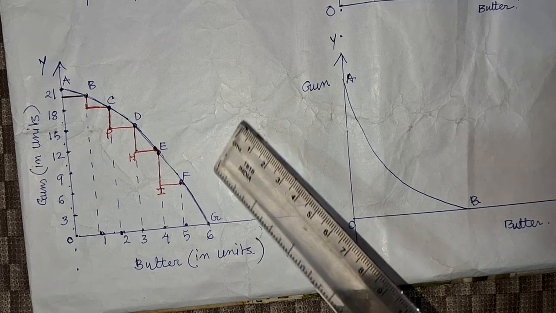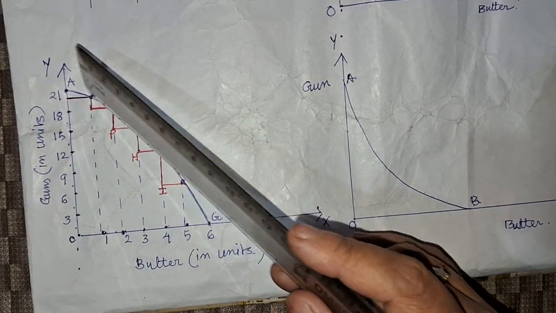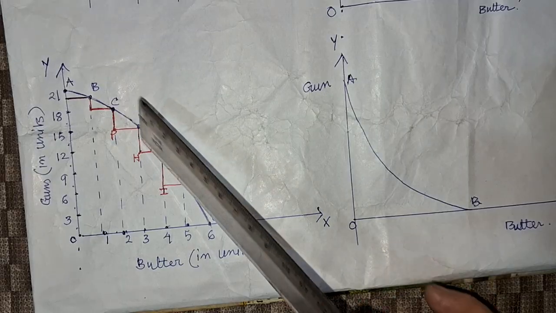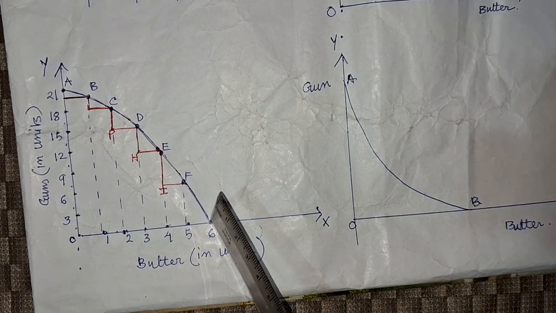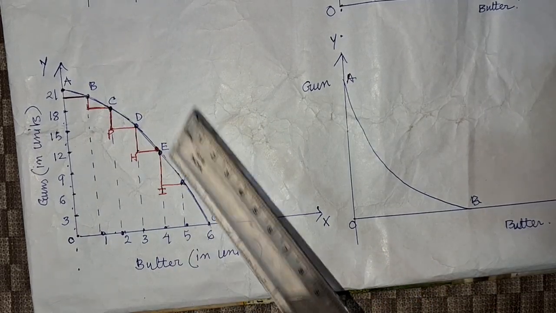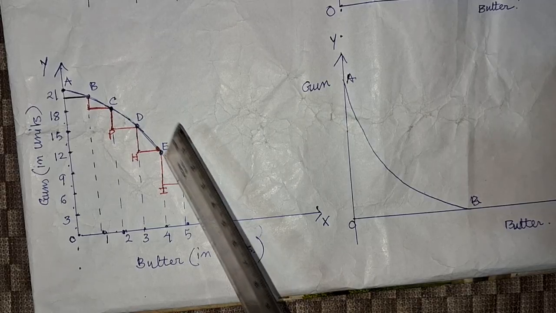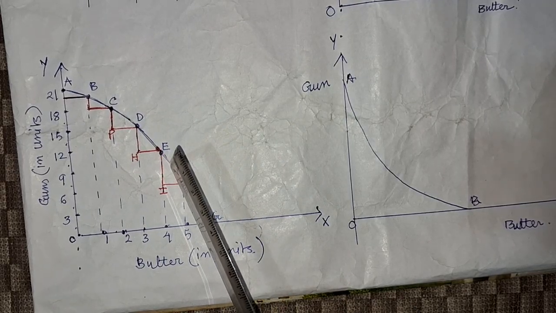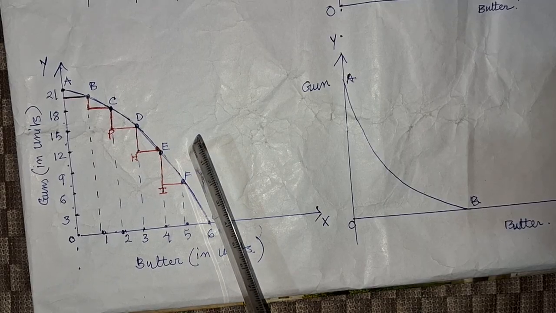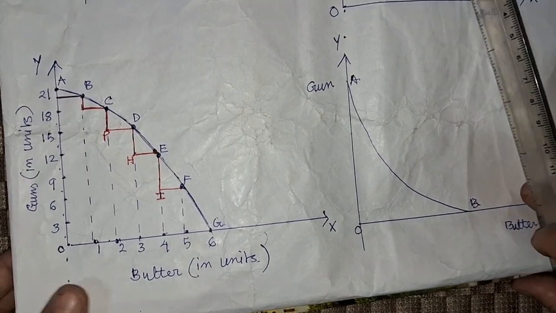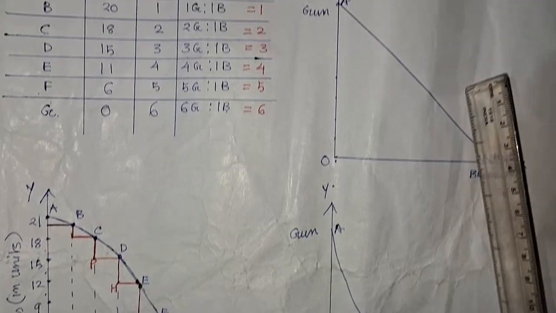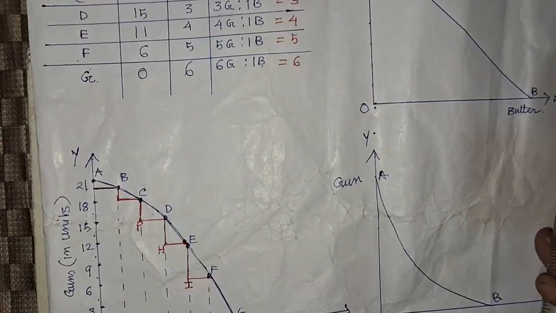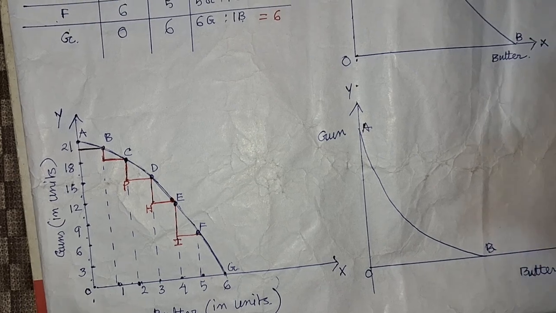As we are moving down along the PPF, we are transforming guns into butter, and as we are moving up along the PPF, we are transforming butter into guns. So the PPF is also called the transformation curve. Hope I have explained properly how the PPF and MRT are related. And MRT, I have already said, measures the slope of the PPF or PPC.